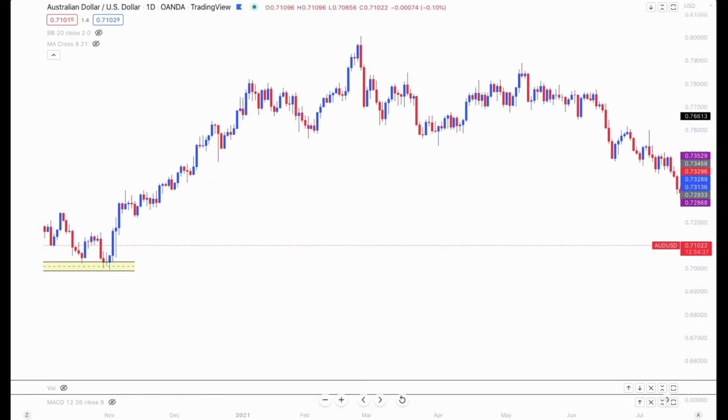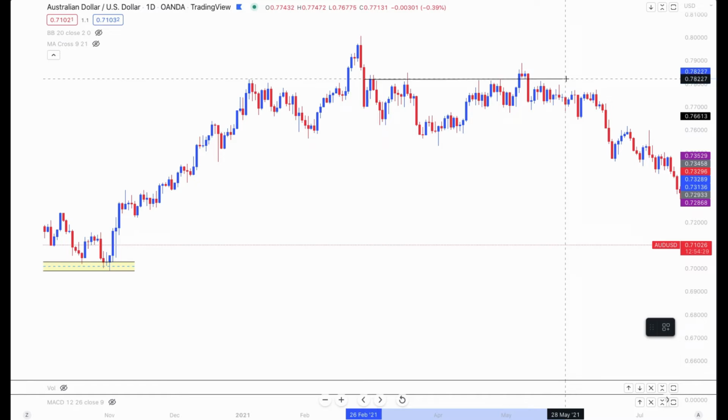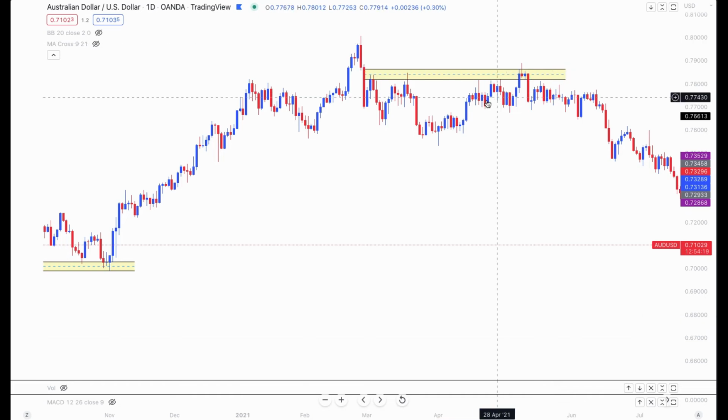Okay, here's another one. Let's see what we got. Let's fill in the zone. This is clearly an area of major resistance. Why? Let's take that wick into consideration. Look what happened. On the 4th of March 2021, price came up, tried to break this level, could not do it, came back down.